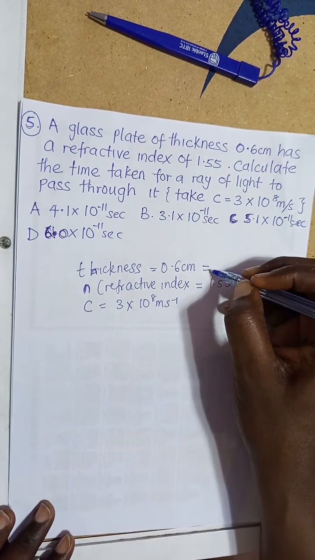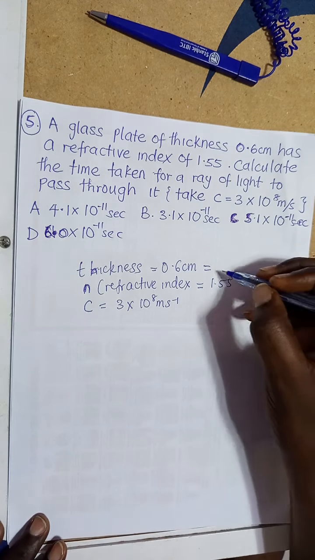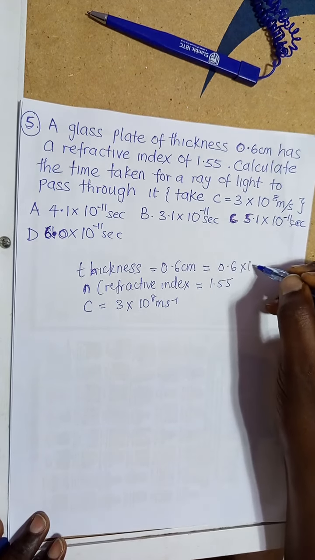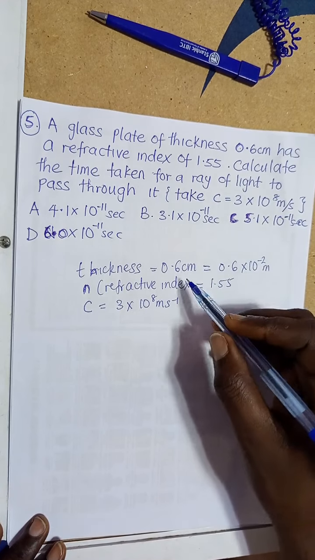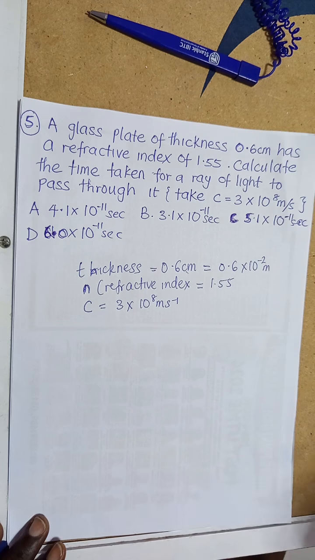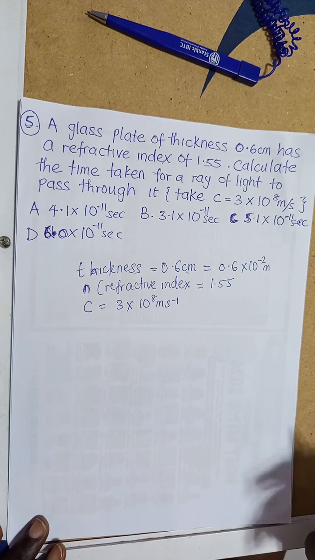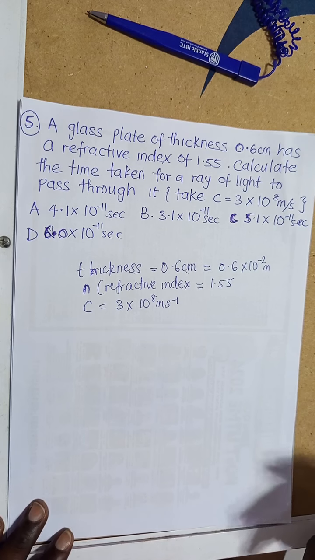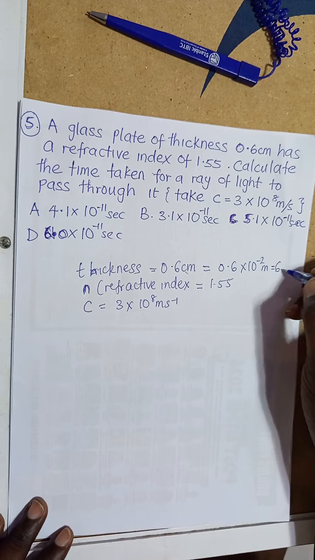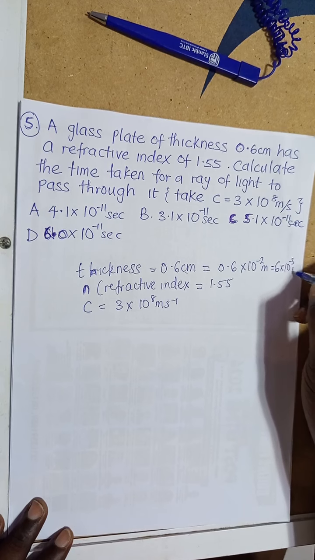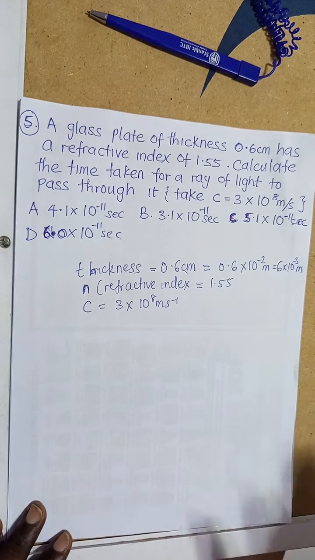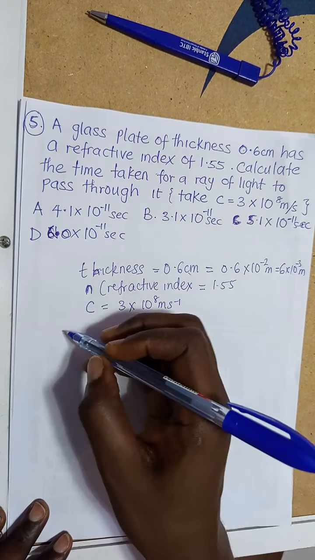Now this one, if you convert it to meters, you are going to have what? 0.6 times 10⁻² meter, because centi is 10⁻², micro is 10⁻⁶, nano 10⁻⁹, pico 10⁻¹², and so forth and so on. Then milli is 10⁻³, centi is what? 10⁻². So you are going to have it as what? 6 times 10⁻³ meter.